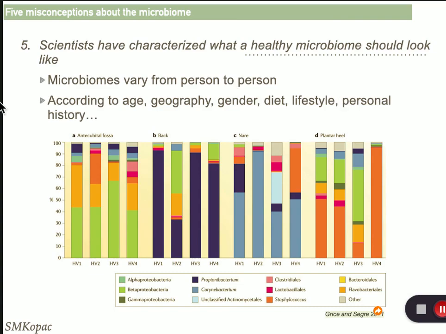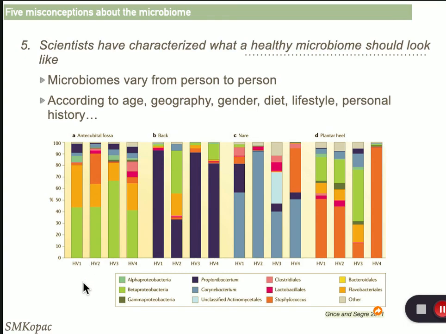So if we look at this figure at the bottom here, we see that there are different sites at A, B, C, and D, and we see that there are different individuals indicated by each of these bars, and then again we're seeing different groups of bacteria indicated by the different colors. And the bigger the chunk of the color, the more bacteria of that type we're seeing at that site for that person.